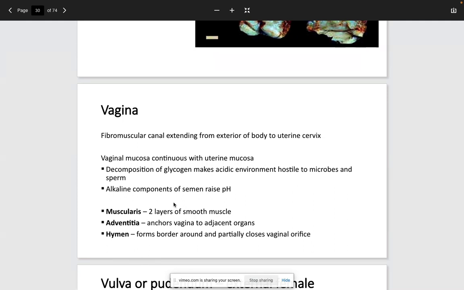There are different layers: the muscularis, the adventitia, and the hymen. The hymen forms a border around and partially closes the vaginal orifice. Prior to intercourse, a lot of times the hymen will actually still be intact. Otherwise, it's very difficult to visualize. The muscularis is going to be the two layers of smooth muscle. And then there's something called the adventitia. This actually anchors the vagina to adjacent organs.